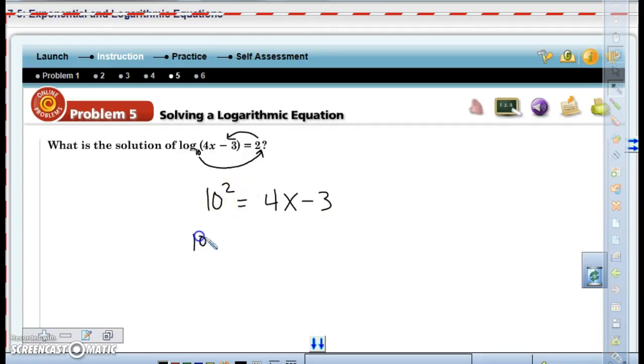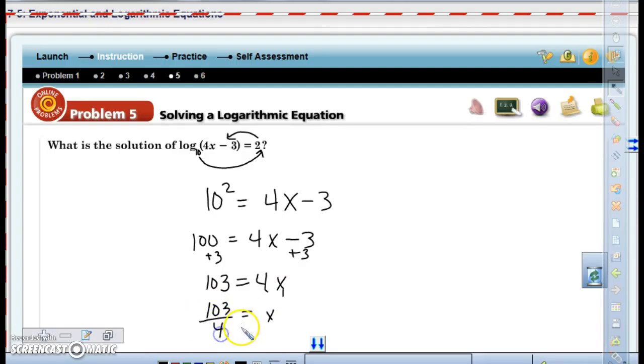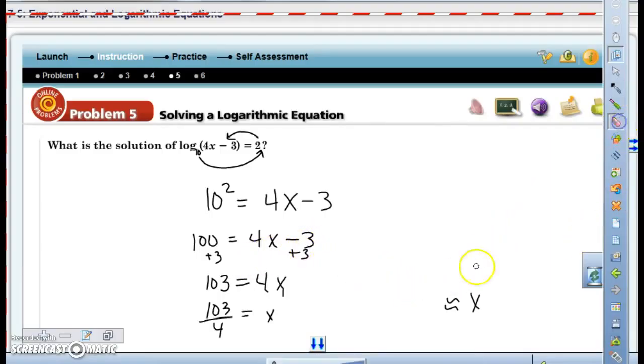So 10 squared is 100. Add 3. So x is 103 divided by 4, and that's going to give us a decimal equivalency in your calculator. So 25, oh, it actually comes out as a nice terminating decimal. 25.75.